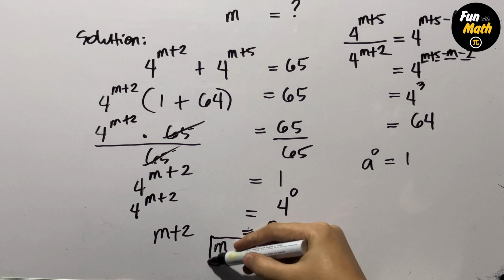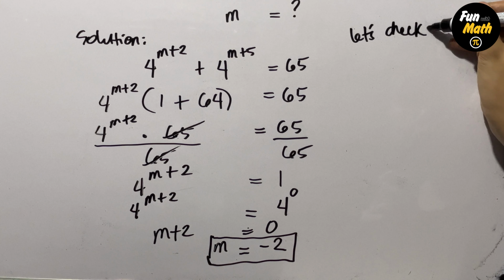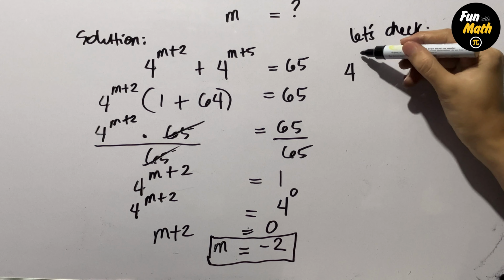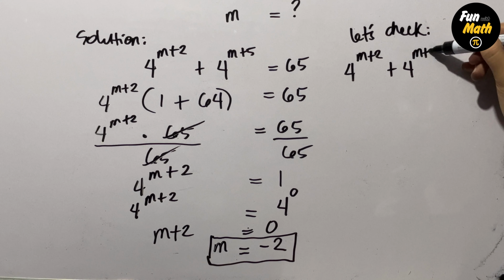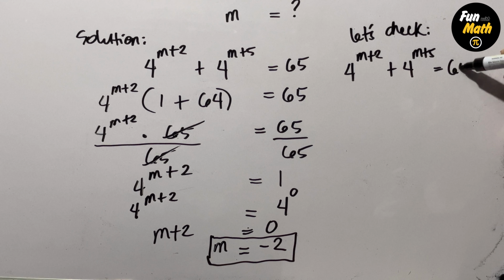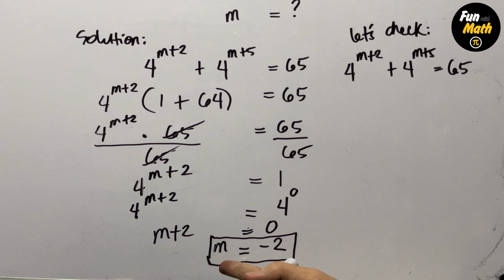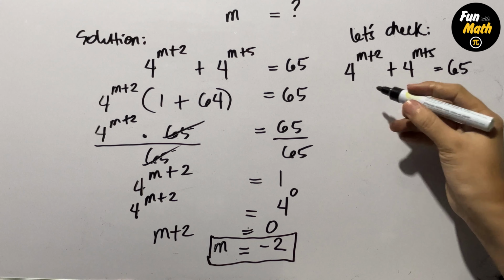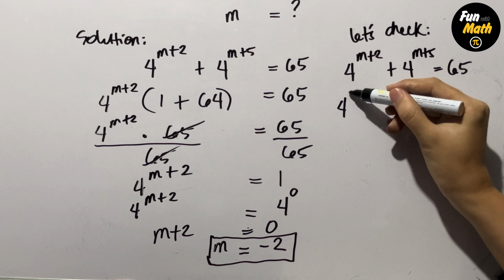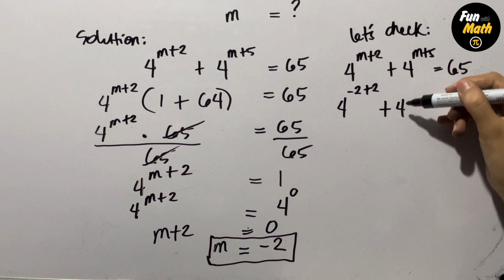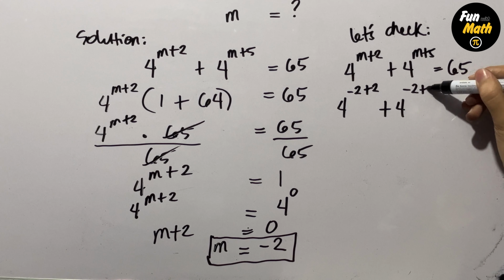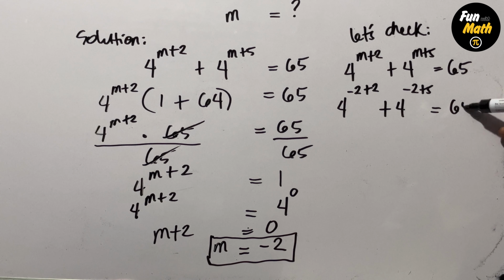So let's go back to our original equation: 4 to the power of m plus 2 plus 4 to the power of m plus 5 equals 65. Let's substitute the value of m, which is equal to negative 2. So this is 4 to the power of negative 2 plus 2 plus 4 to the power of negative 2 plus 5 is equal to 65.